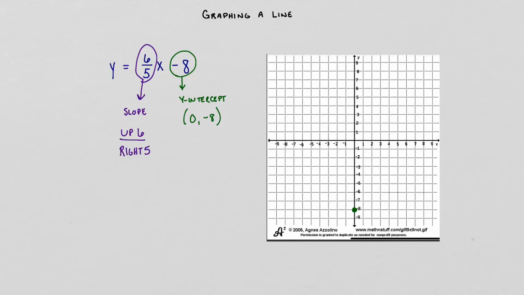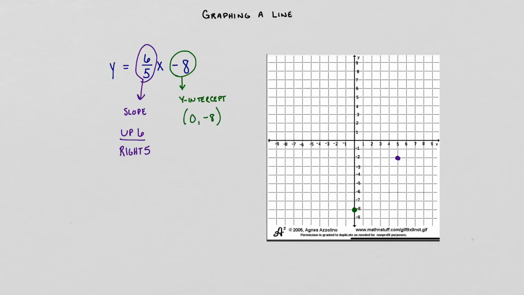So starting at our -8, we are going to go up 6. So we would start maybe around here. There's a tiny little purple dot to kind of indicate where we're traveling, and then we're going to go to the right 5. So our actual coordinate point is going to be at the point 5, -2.